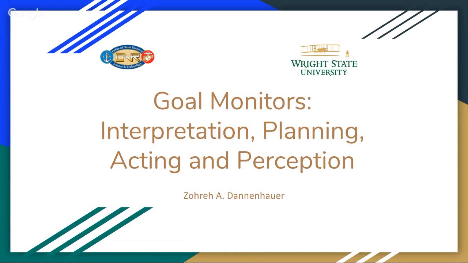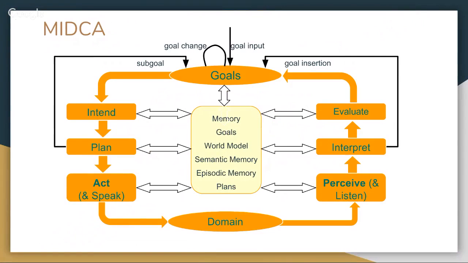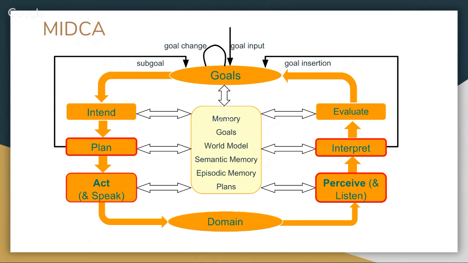Hello, everyone. I'm Zohreh. I'm talking about goal monitors today and the relationship between interpret, plan, act, and perceive. This is the MIDCA architecture, just a cognition phase, as you saw in other talks today. MIDCA has 6 different phases, and my work focuses on these 4 phases: perceive, interpret, plan, and act, and the relationship between them.